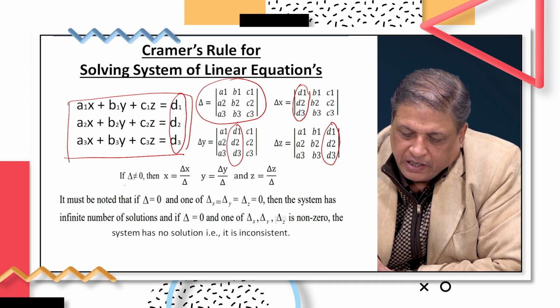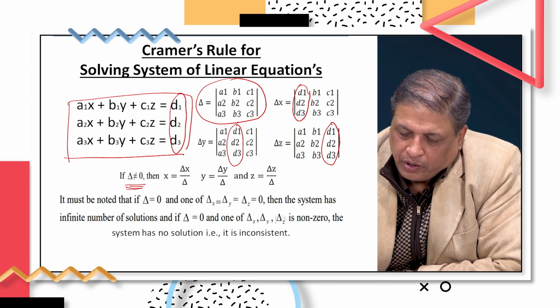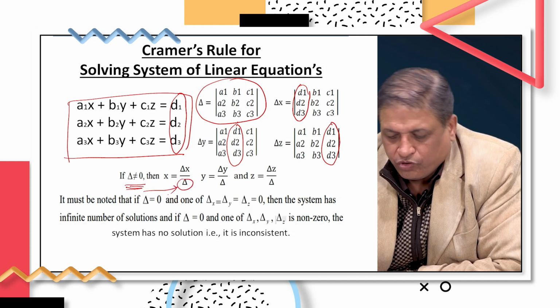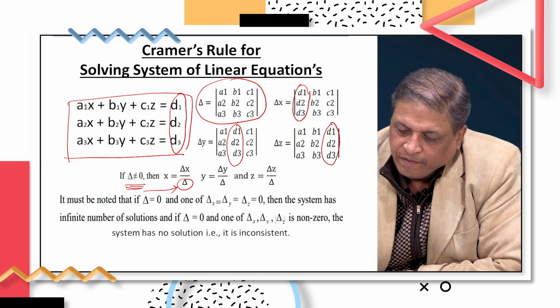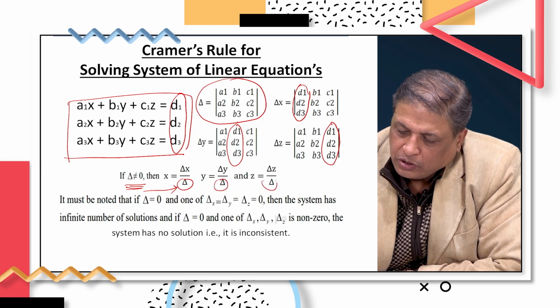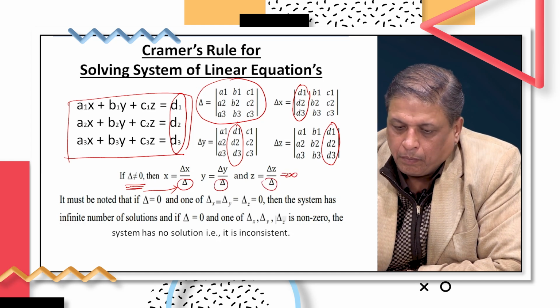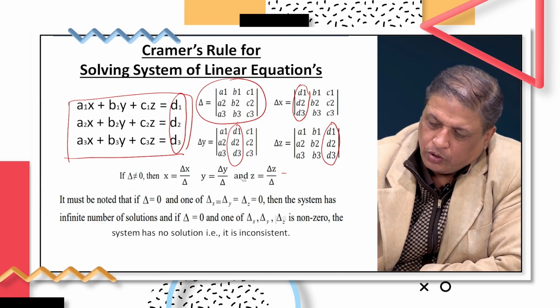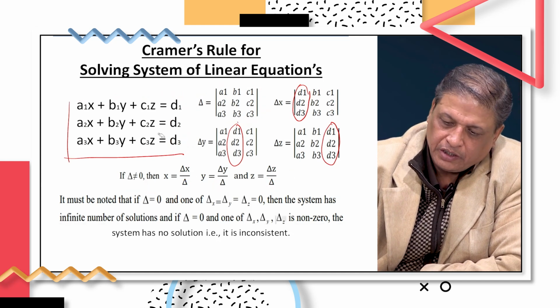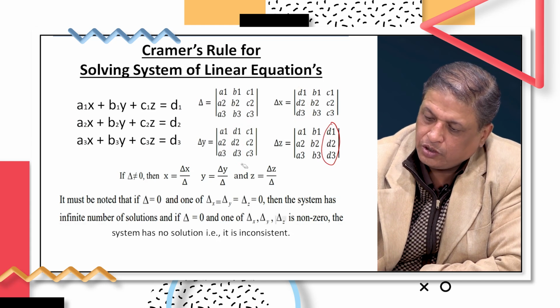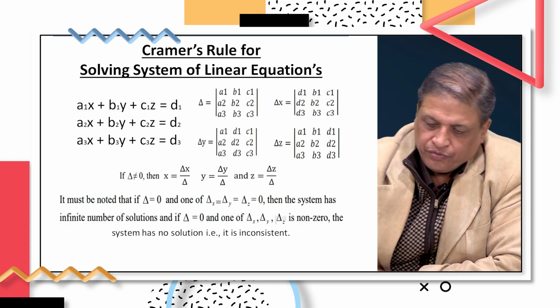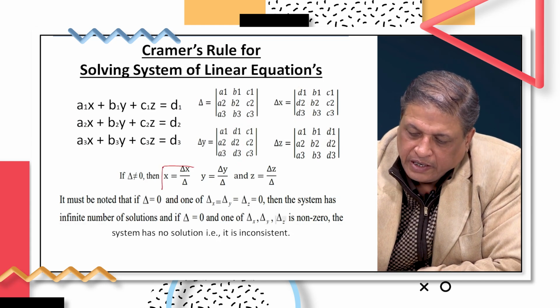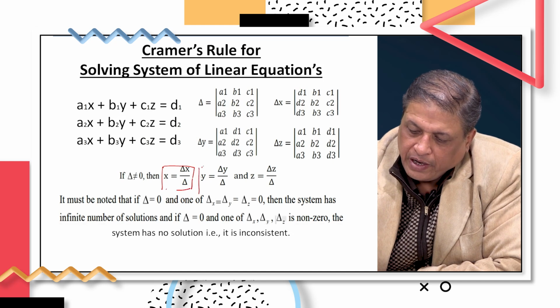So, delta not equal to 0 is very important because it is lying in the denominator. If it turns out to be 0, then the result turns out to be infinity. So, if delta is not equal to 0, then the value of x is equal to delta x by delta, the value of y is equal to delta y by delta, and the value of z is equal to delta z by delta.